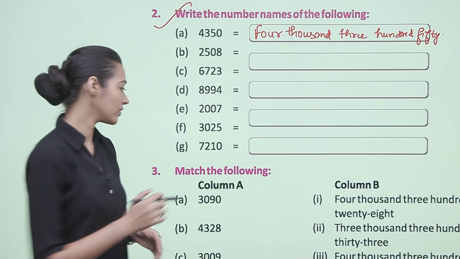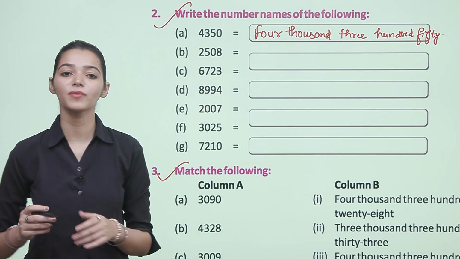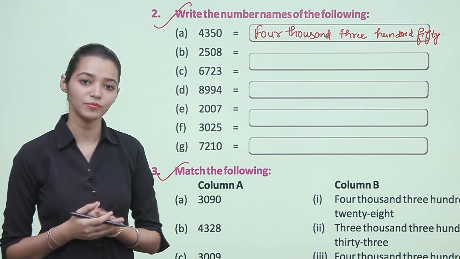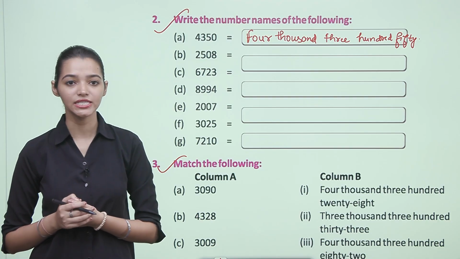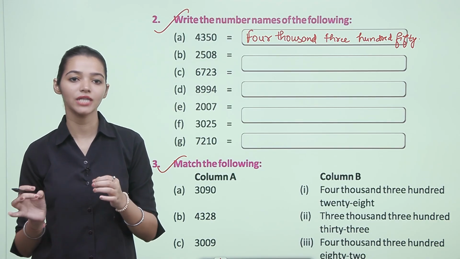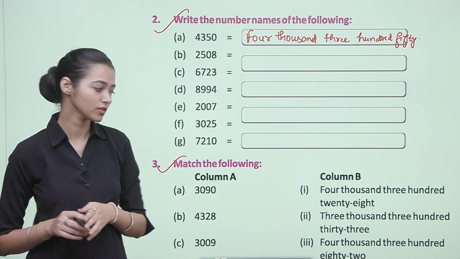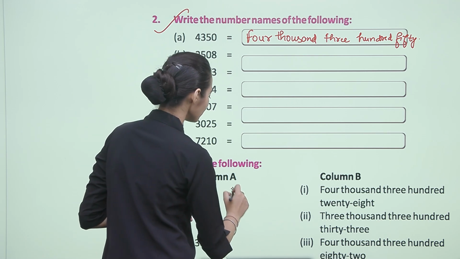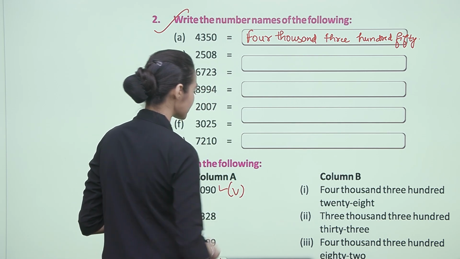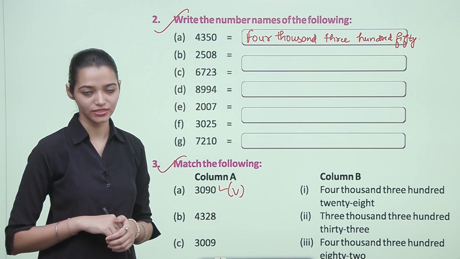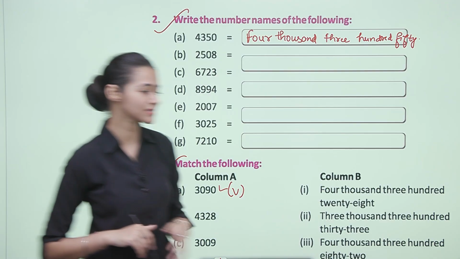Now the next one is we have to match the following from column A with column B. So the first number we have written is 3090. It can be matched with... the fifth option, which is the correct answer for this one. That's how we have to match all these options.